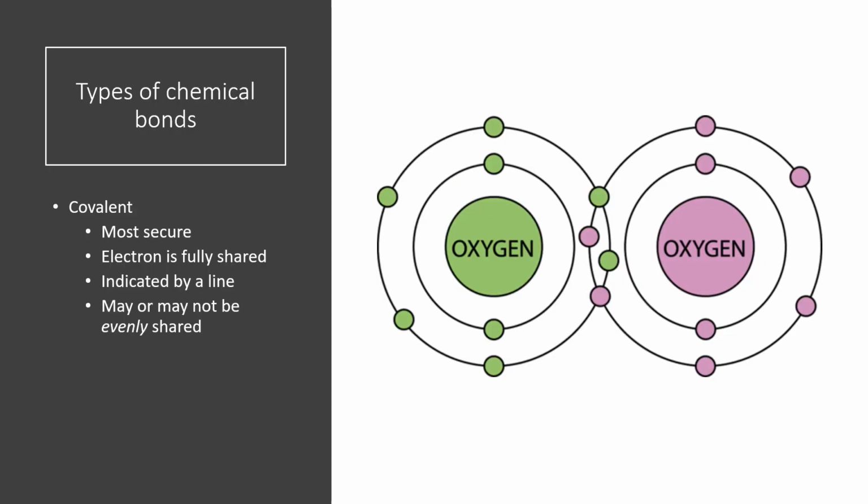So as we mentioned, when you move or share electrons, you're going to create bonds between atoms. The most secure type of chemical bond is the covalent bond. In this case, electrons are fully shared between two atoms. When you write out that something has a covalent bond, you'll draw that there's an oxygen with a line between the two oxygens. You may or may not evenly share those electrons. I'll get to that in a minute.